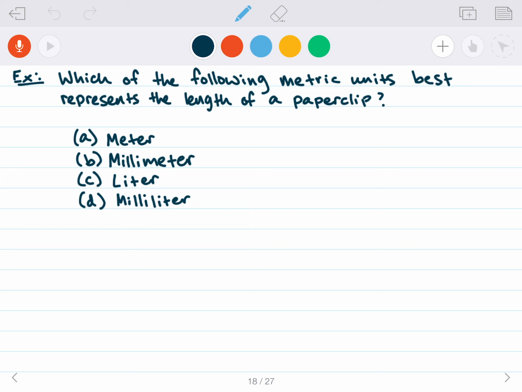So which of the following metric units best represents the length of a paperclip? Meter, millimeter, liter, milliliter. Well, meter, we would measure things that are about the size of half of a doorway in meters. And a paperclip's nowhere near that, so that's out. Now, liters and milliliters, these are units of volume, so how much stuff is in something. So those two aren't even a measurement of length, so those we can omit. And so what's left is millimeters. So that's what we would measure a paperclip with in millimeters.